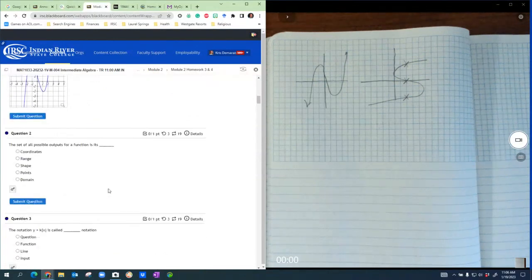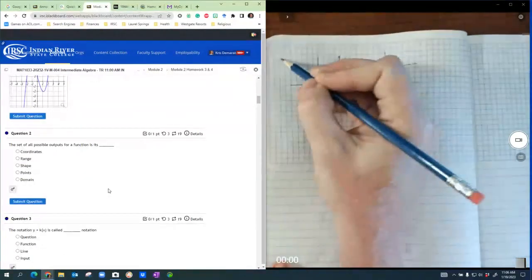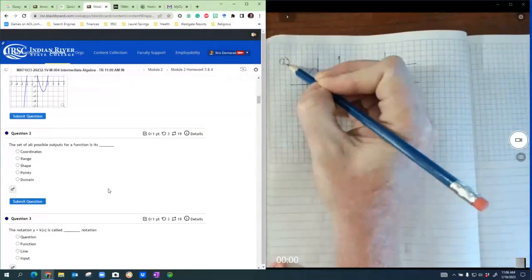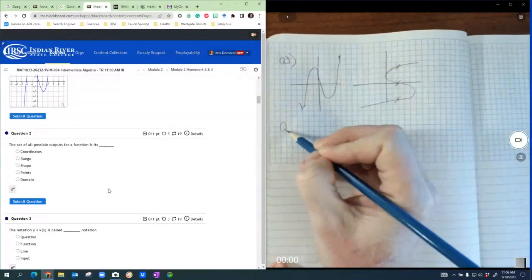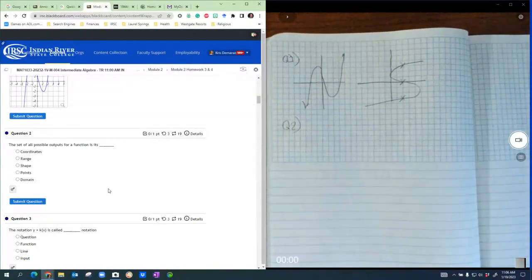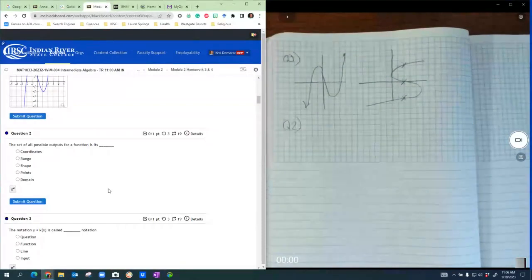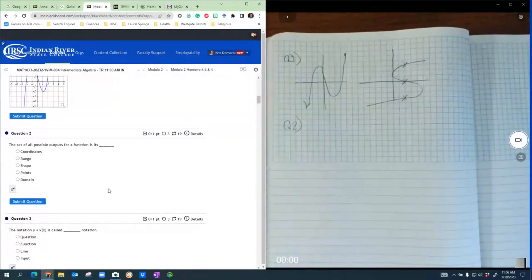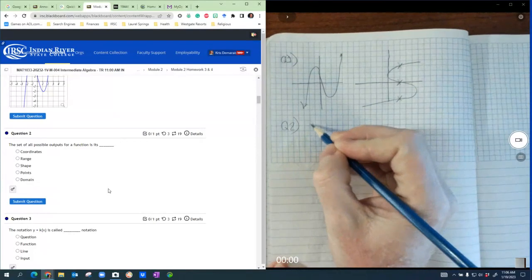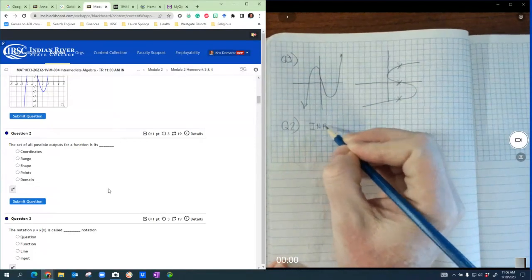Now for question number 2, so this was question number 1. For question number 2, we look at it, keeping this concept in our head. It says the set of all possible outputs for a function is its what? Now, the outputs is, okay, I'm going to have to go ahead and say the inputs. I'm going to give you these words right now.